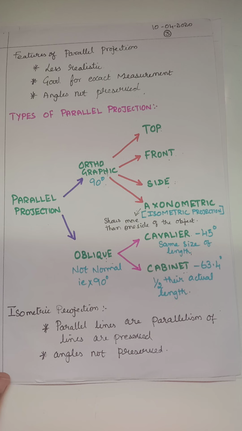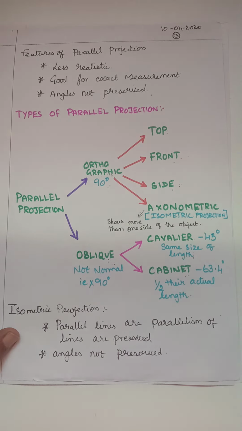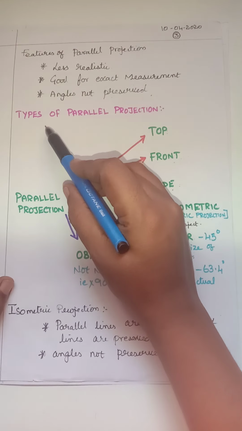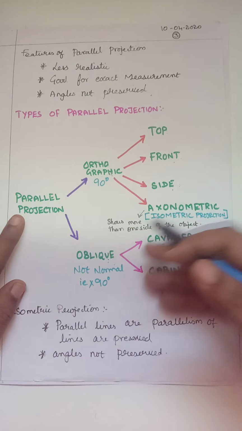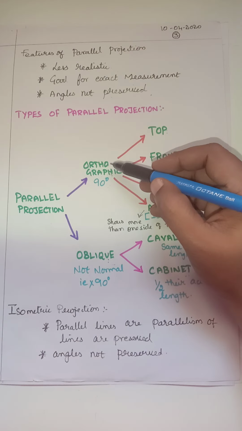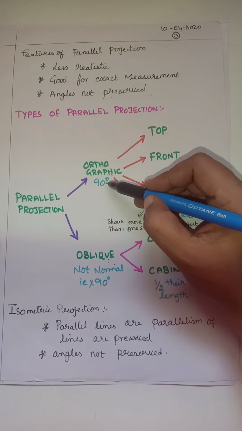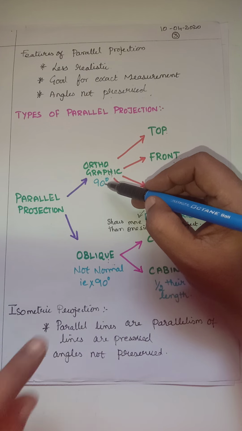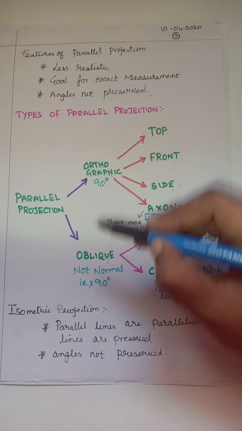Now, what are the features of parallel projection? It is less realistic, good for exact measurement, and angles are not preserved. Then the types of parallel projection. Parallel projections are divided into many types. The main two types of parallel projection are orthographic projection and oblique projection. Based on the angle of incidence of the line over the view plane, parallel projection is divided into two: orthographic and oblique.